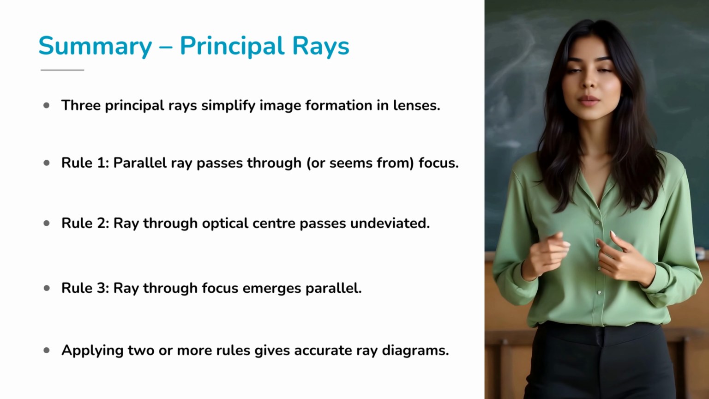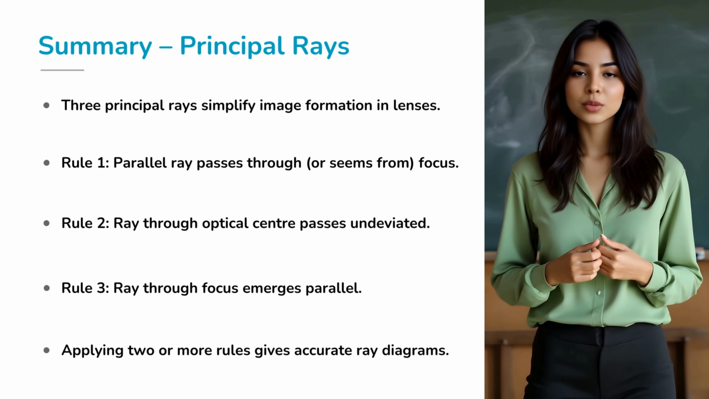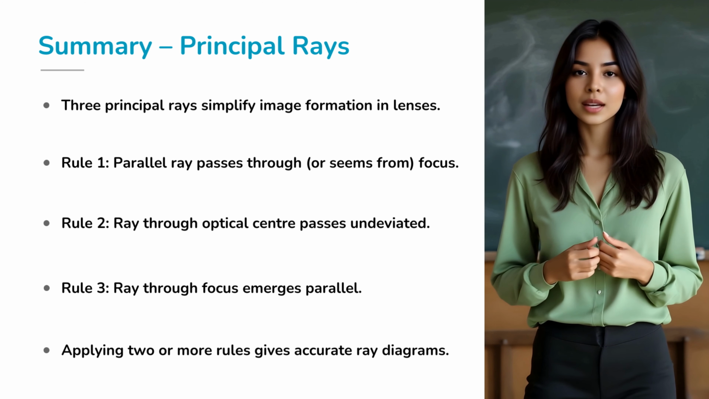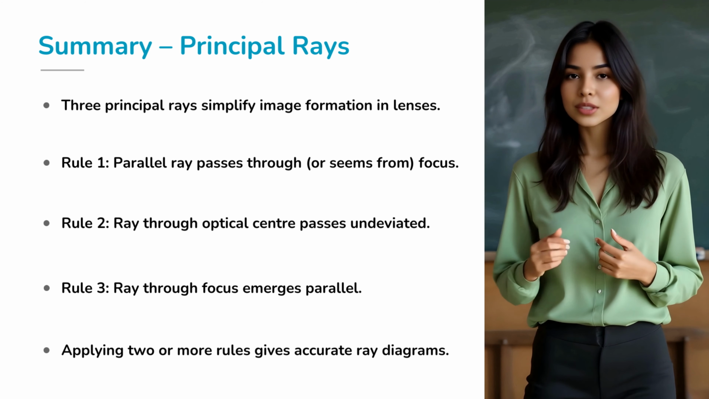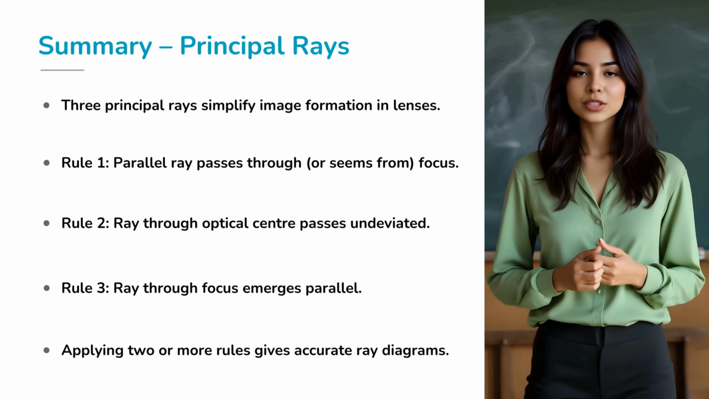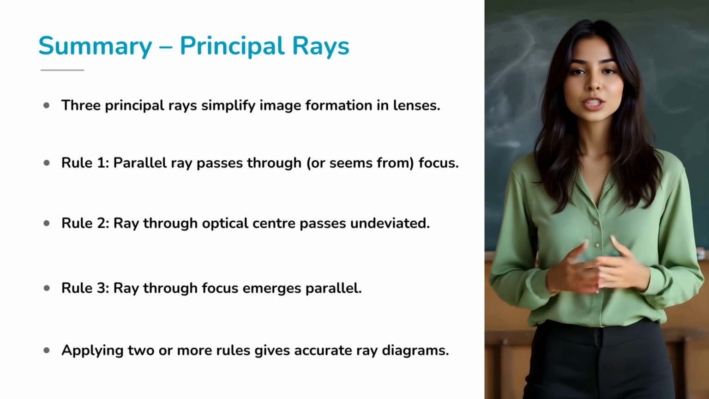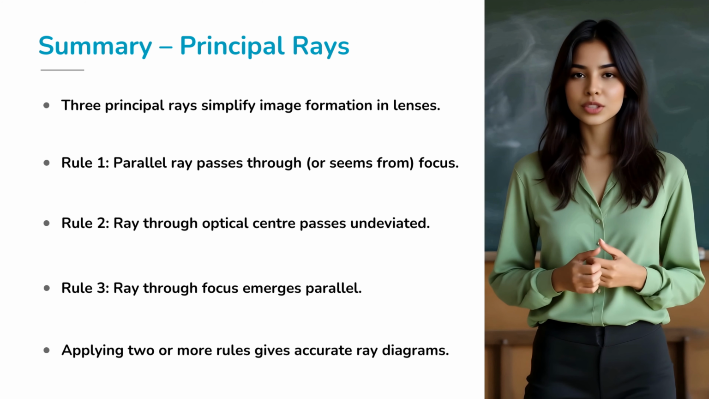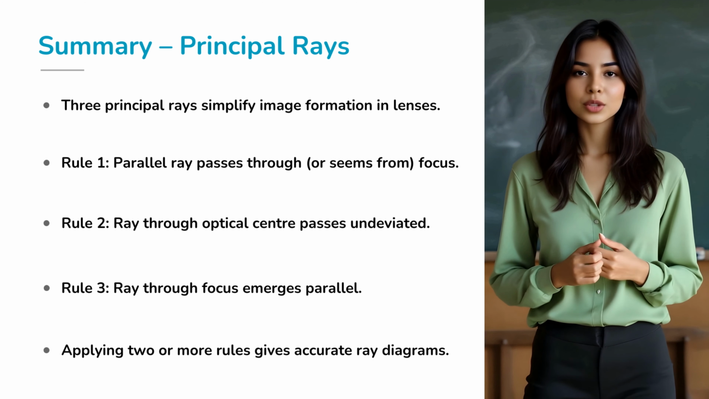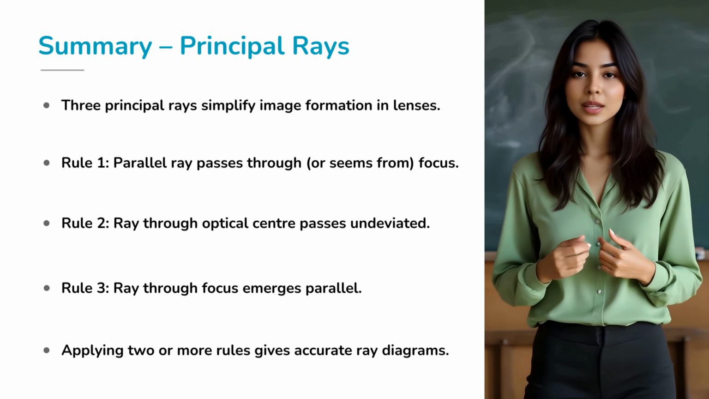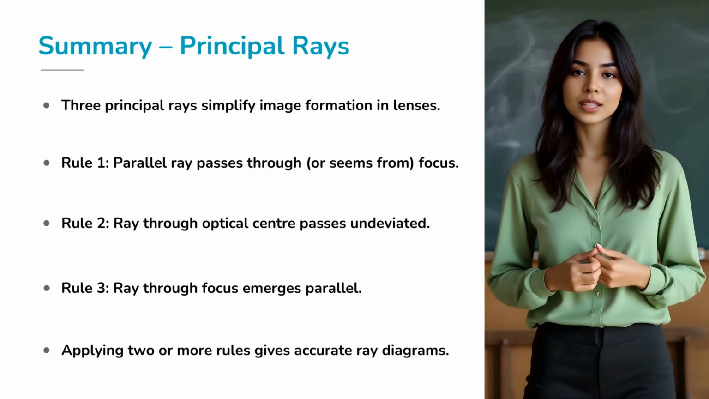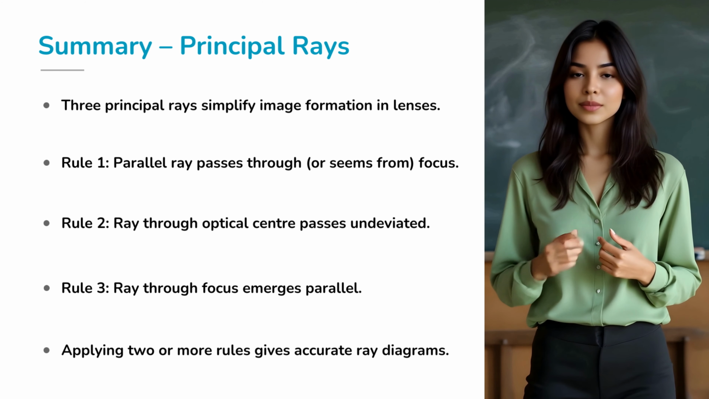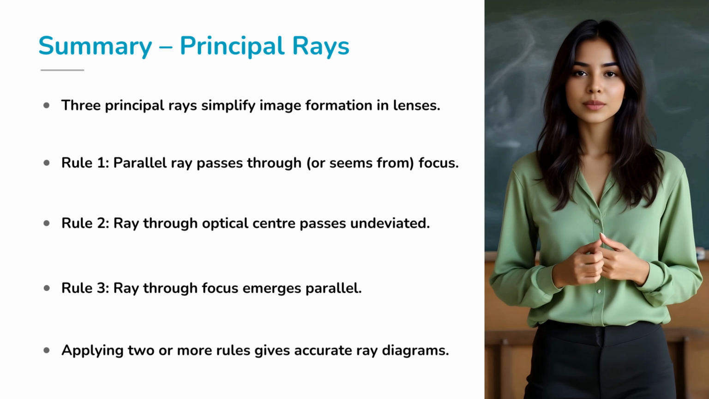Rule 1. A ray parallel to the principal axis will pass through the focus, or, in the case of a concave lens, it looks as if it came from the focus. Like an express train that always knows its destination. Rule 2. A ray through the optical center goes undeviated. Straight as an arrow, because the tiny bends on both surfaces cancel out. It's like saying, why bother bending? Let's just walk straight through.